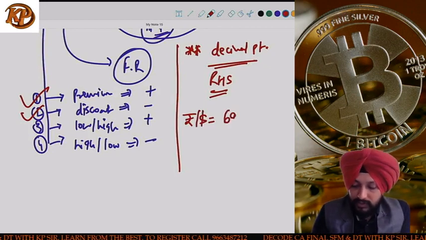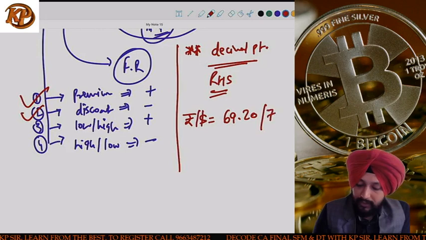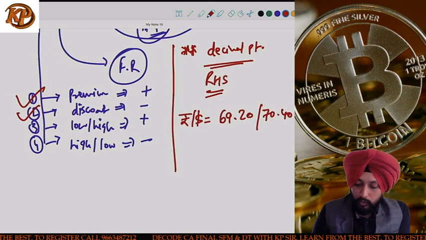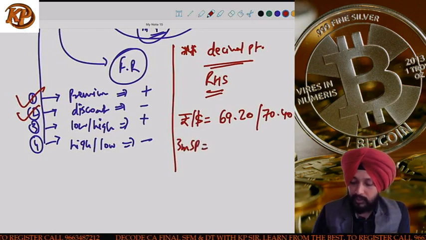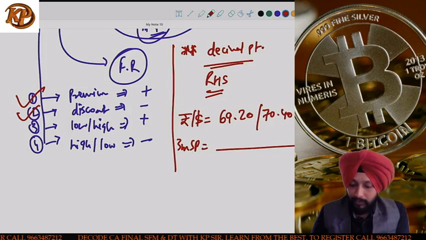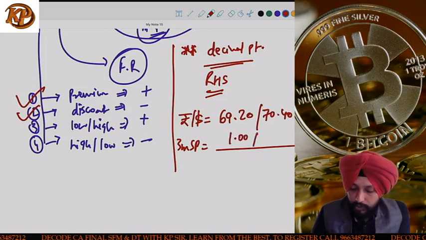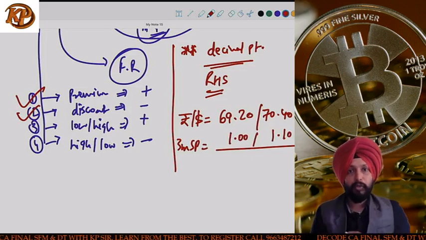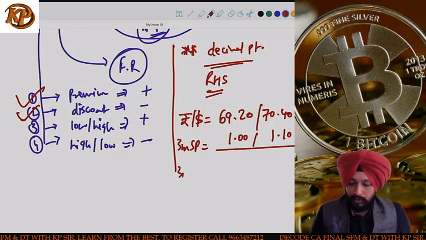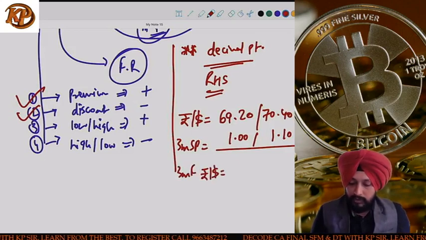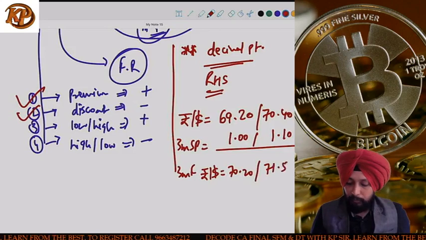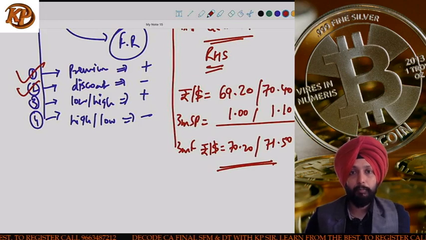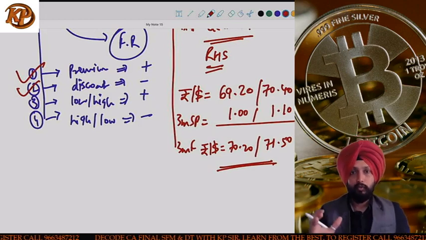So rupee per dollar is 69.20 and let's say it is 70.40, and low high swap points are given as 100, 110 suppose. So it is 3 month swap points, low high, given as 100, 110. So this is how you will adjust: 1.00, 1.10. Starting from extreme right hand side, we can adjust 2 points, and then 1 point will be adjusted on the left hand side of the decimal. So 3 months forward rupee per dollar in this case is 70.20 and 71.50. This is the answer we will get. Okay, so this is how we have to do the adjustment.